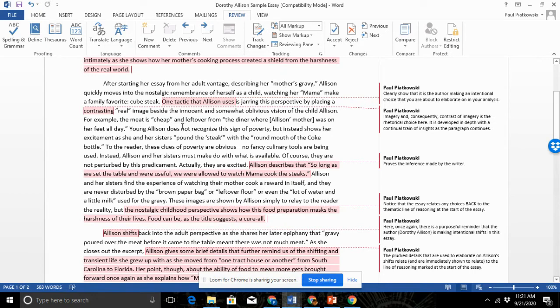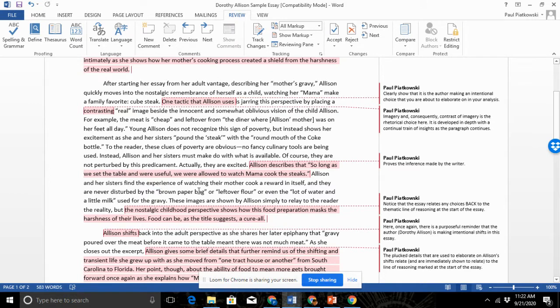For example, the meat is cheap and leftover from the diner where Allison's mother was on her feet all day. Young Allison does not recognize the sign of poverty, but instead shows her excitement as she and her sisters pound the steak with the round mouth of the Coke bottle. To the reader, these clues of poverty are obvious. No fancy culinary tools are being used. Instead, Allison and her sisters must make do with what is available. Of course, they're not perturbed by this predicament. Actually, they're excited. Allison describes that so long as we set the table and we're useful, we're allowed to watch Mama cook the steaks.